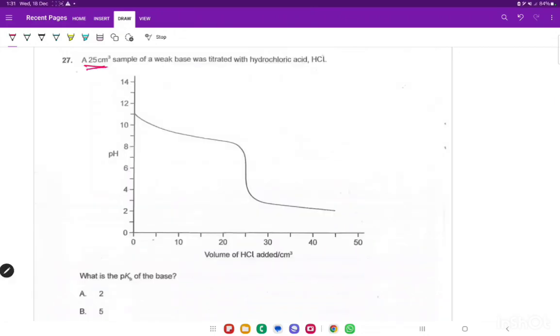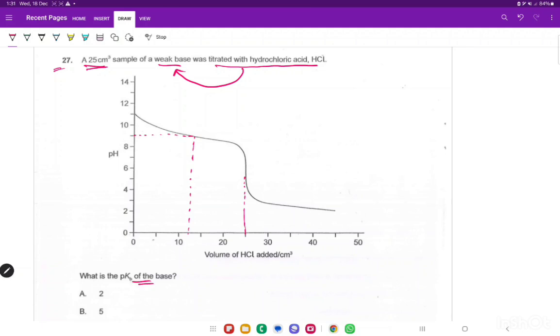Okay, question 27. 25 centimeter cube of weak base was titrated with hydrochloric acid. And we are adding hydrochloric acid to a weak base. The graph starts from around 11. And this is my neutralization point, around 25. The half neutralization will be around 12.5. Around 12.5, this is the half neutralization point. And the corresponding pH is 9.